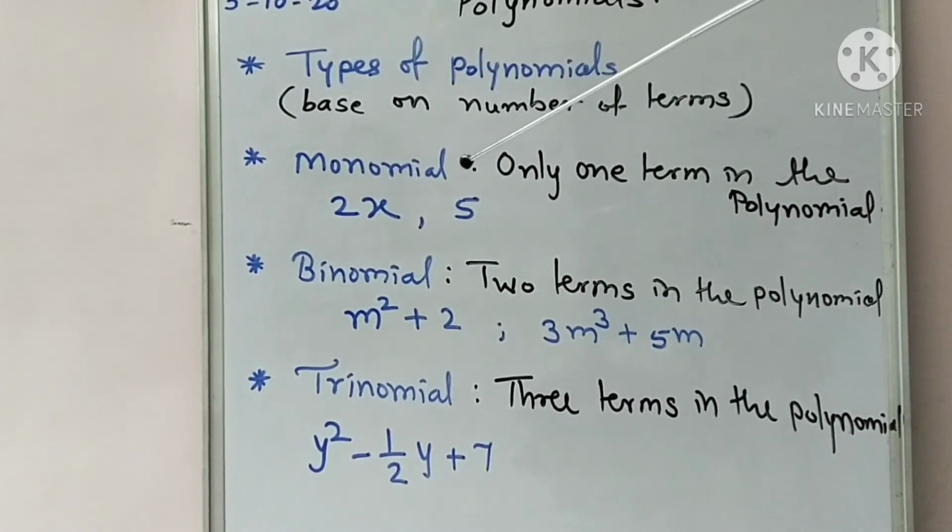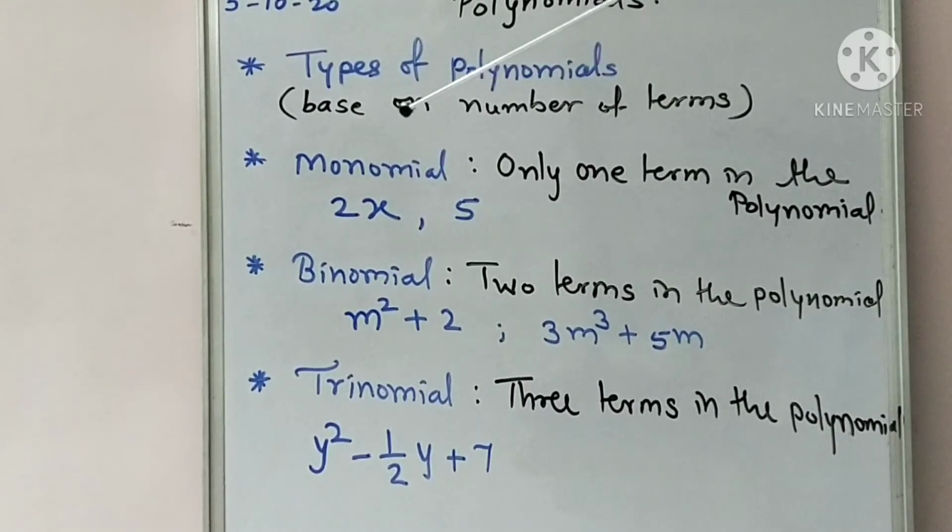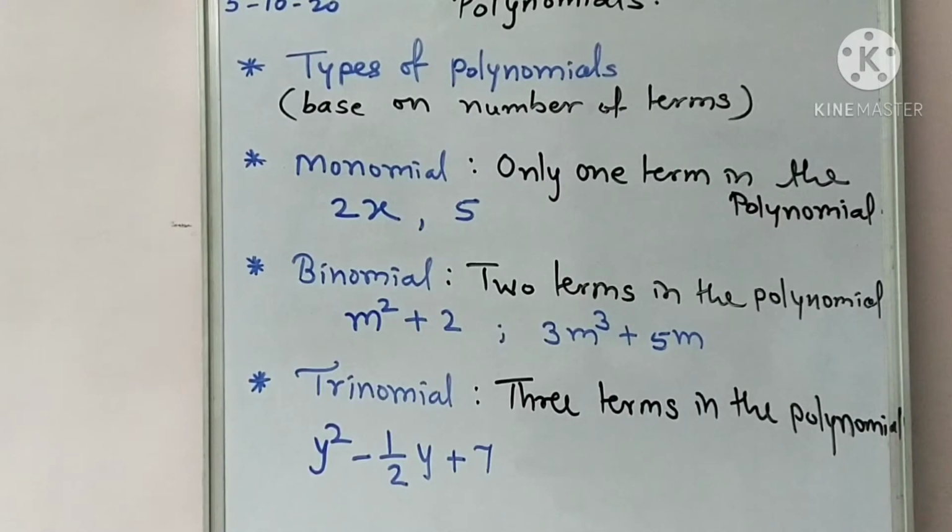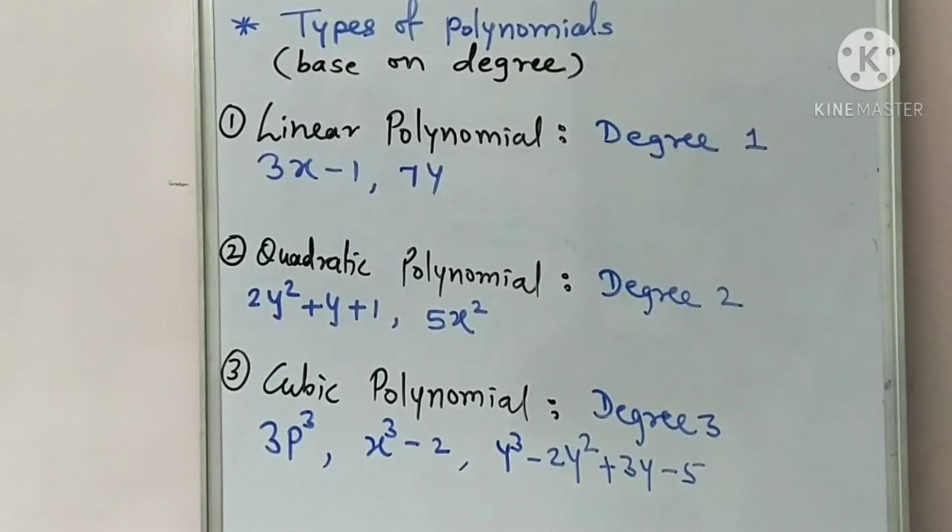So there is a 1 or 2 mark question in the exam that asks you to classify given polynomials as monomials, binomials and trinomials, like this. Okay, there are 3 more types of polynomial based on the degree.